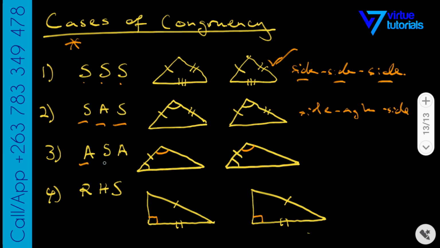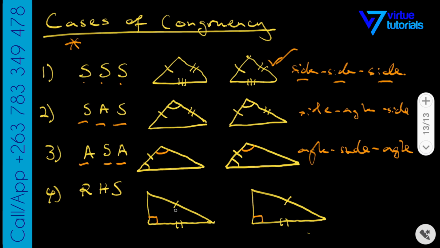The next one is ASA, angle, side, angle. So what are we seeing? We have an angle, we have a side, and an angle. If you find that this combination on one triangle is equal to another combination on another triangle, then those two shapes are congruent. So imagine you had 70 degrees, 5 centimeters, and 80 degrees. If you find 70 degrees, 5 centimeters, and 80 degrees in line on another triangle, it means the first triangle is congruent to the second triangle.